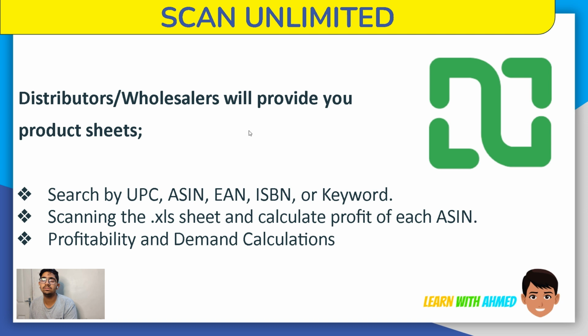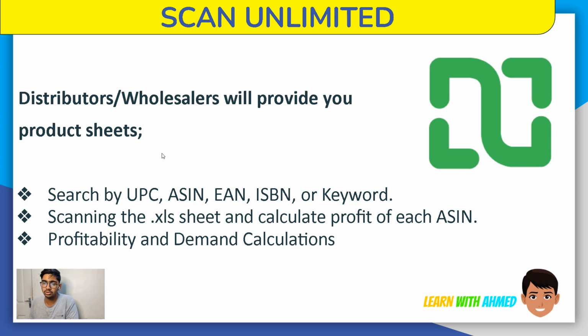You have to define the columns, which column represents what, and then click scan. After scanning, it is going to fetch the data from Amazon through the SN or UPC or whatever you have provided to Scan Unlimited, calculate all the profitability and demand calculations, and then show it to you.